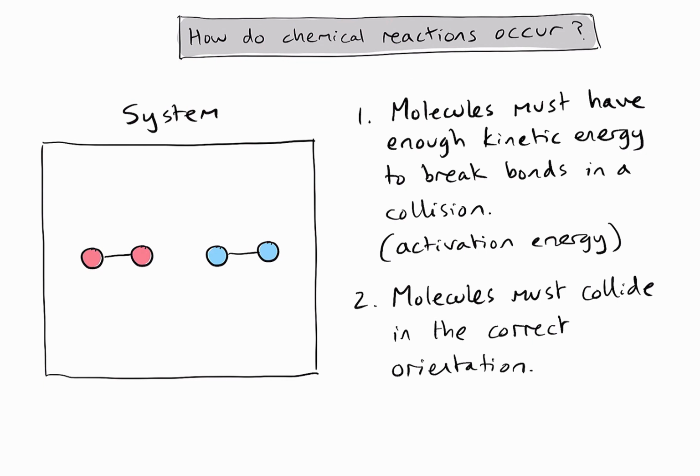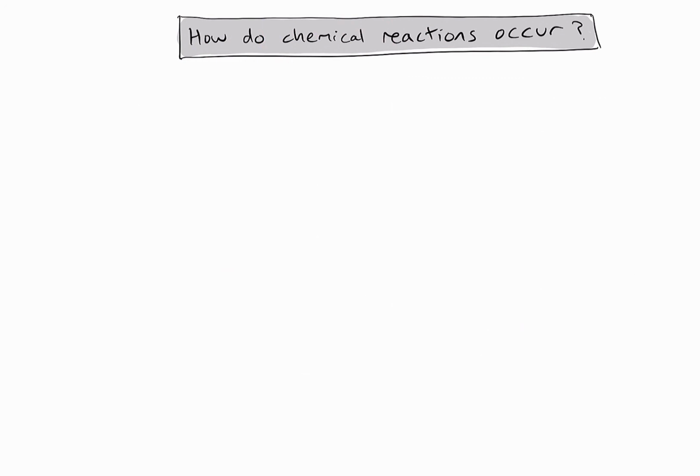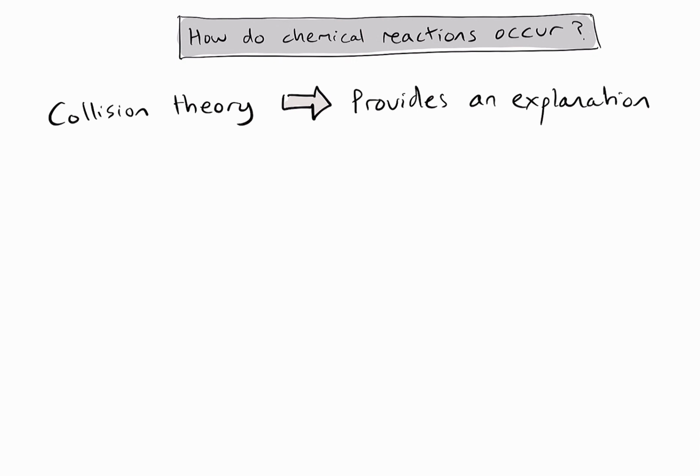Let's now summarize the key points from this video. Firstly, the explanation for how chemical reactions occur is described by collision theory. And collision theory states that for a successful reaction to occur, there are two criteria. Firstly, my particles must have sufficient kinetic energy to break the bonds in a collision.